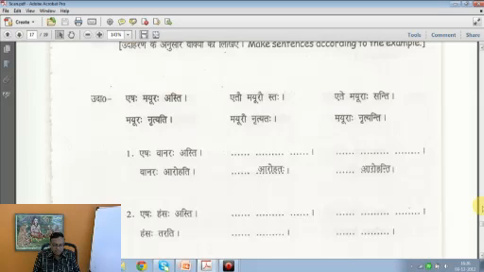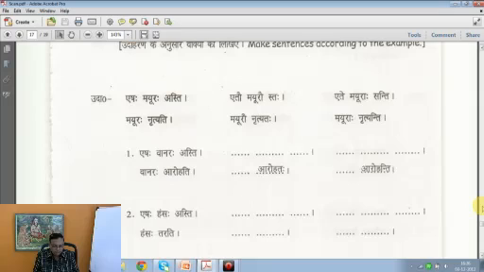Now watch the change of eshaha into etau and ete. That is the ekavachana, dvivachana and bahuvachana. Eshaha, etau, ete. Asti, staha, santi. This is the study, and like that you move on with the five sentences given below. Mayuraha nrutyati. Mayurau nrutyataha. Mayuraha nrutyanti. You are deriving the verb as per the subject in singular, dual and plural.